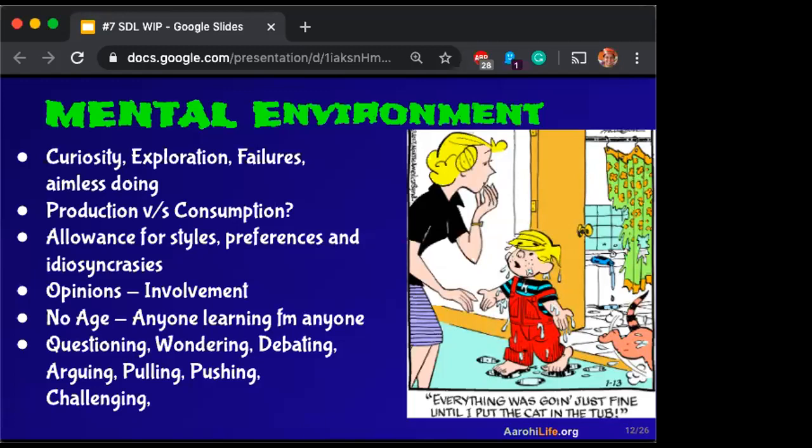One of the mental environment related points here is that we recommend taking the whole concept of learning out of the age barrier, that only adults can teach children and children can't teach others. So we create those opportunities.